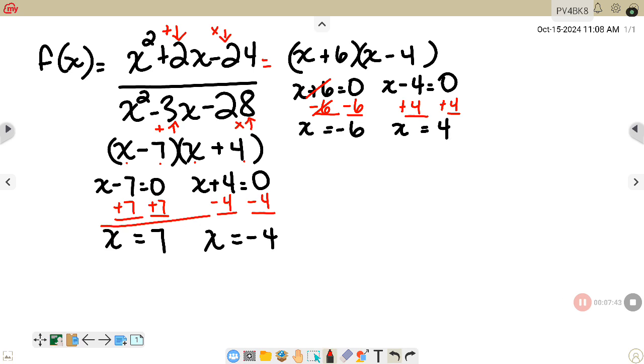So when I look at my zeros in the denominator, neither one of those are also zeros of the numerator, which means x equals 7 and x equals negative 4 are both true vertical asymptotes.